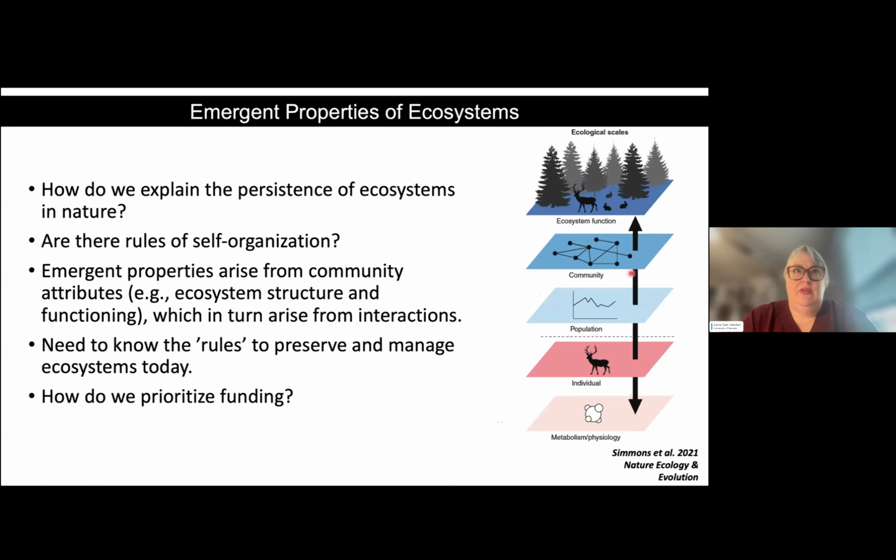And so one of the ways I explore and try to answer these questions is to look for emergent properties in ecosystems. And a great place to do that, of course, is the fossil record. There are some big questions in ecology. How do we explain how ecosystems persist? How do they self-organize? What are the rules? Again, what are the emergent properties that arise from the attributes of the ecosystem? So again, the structure and the functioning, which of course in turn arise from interactions. And really it's because we need to know those rules if we want to preserve and manage ecosystems today and to prioritize funding, which as we all know is restricted.